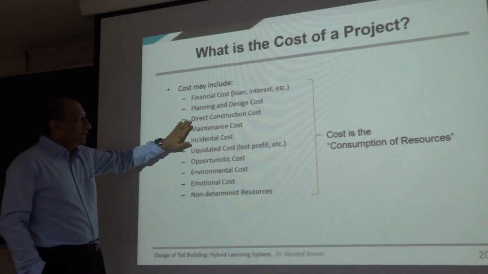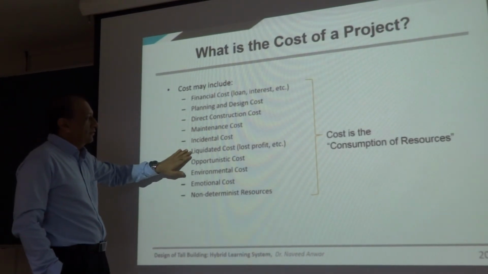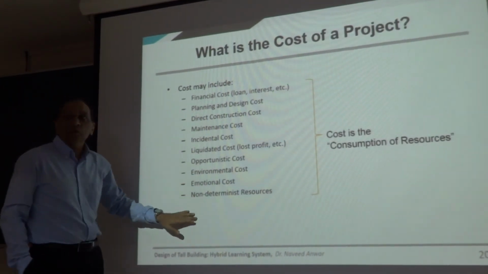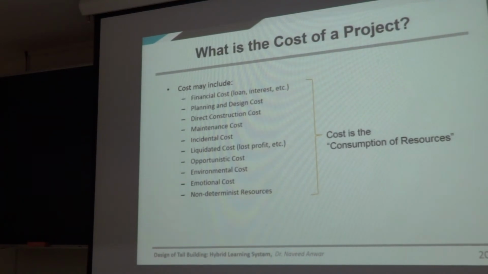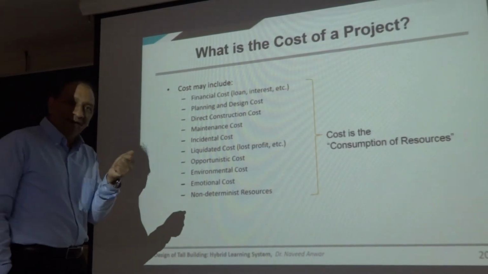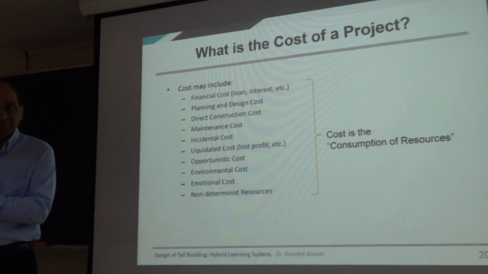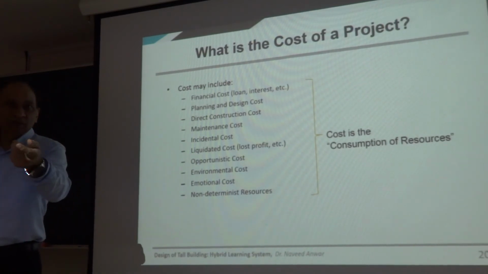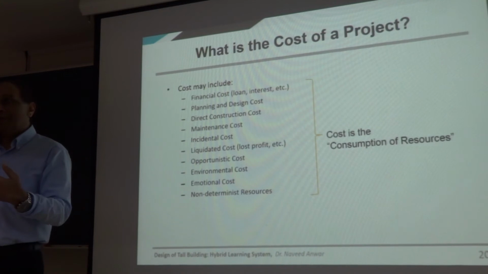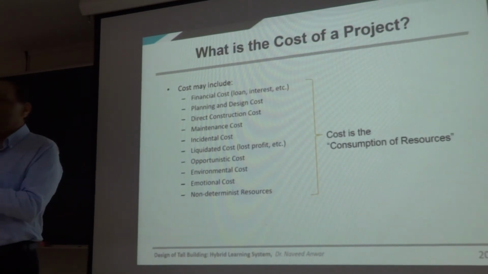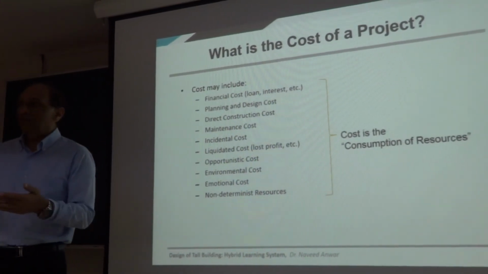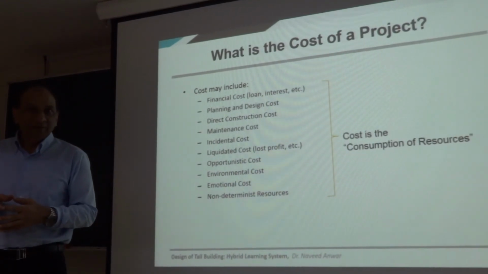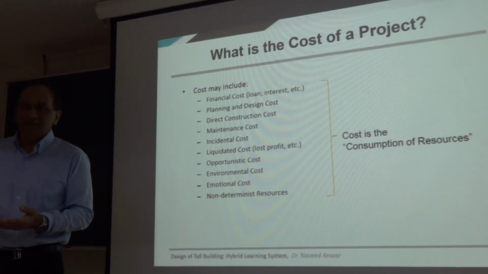Financial cost, planning cost, infrastructure cost, maintenance cost, incidental cost, liquidity cost, opportunity cost, environmental cost, so many costs. For example, the cost of getting a loan to build a building and paying the interest is sometimes far higher than other things, right? If you make a building and it's delayed, your income is delayed by 1 year. You put up a structural system which takes longer to build, that means the owner has to wait 1 more year before he can get an income and pay back. So the interest of 1 year on, say, $10 million that he borrowed will be far more than anything that you can save him, right?